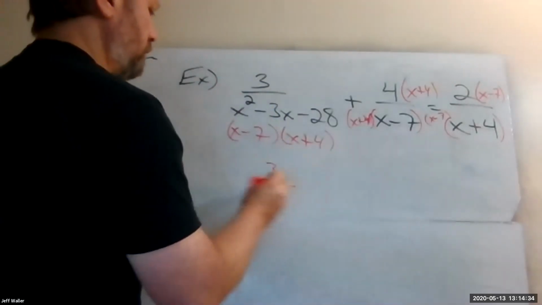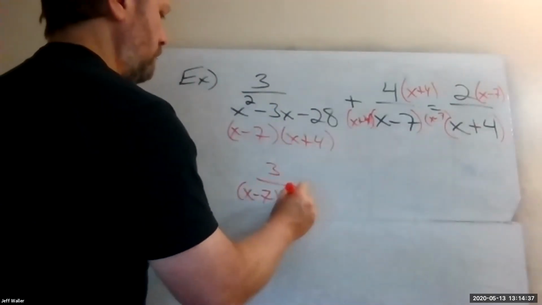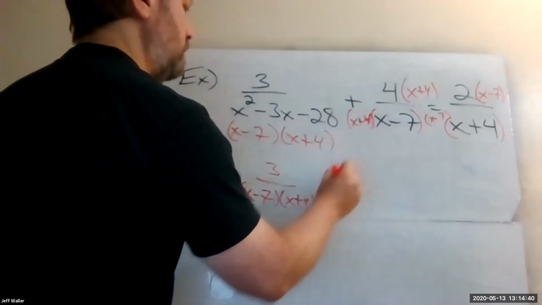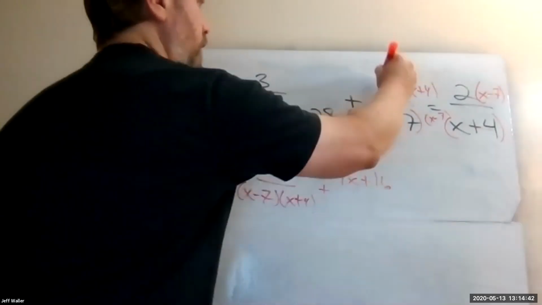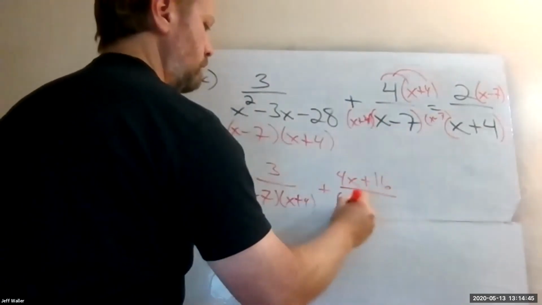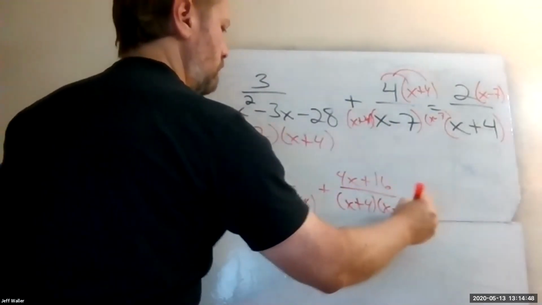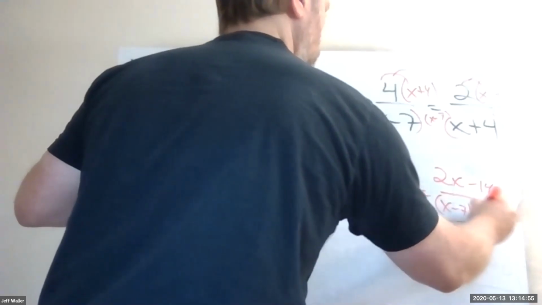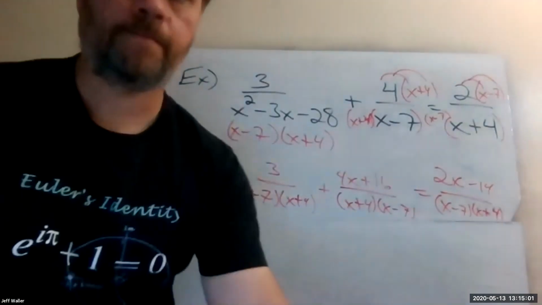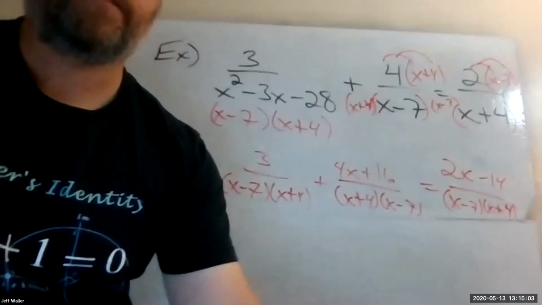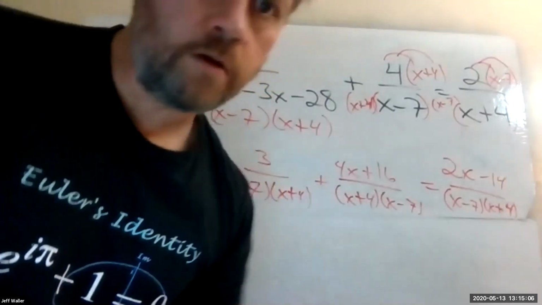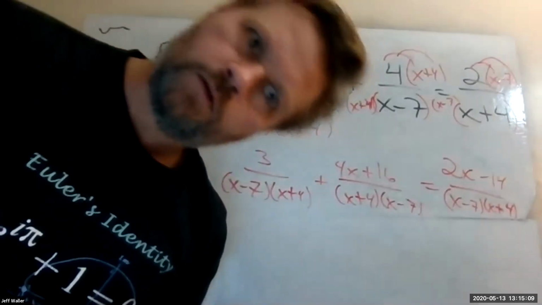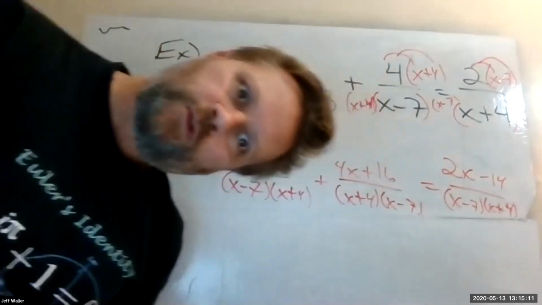So let me see. I normally don't do this, but I'll write it all out. All right, 4x plus 16 equals 2x minus 14. And now what do I do? What do I do now?